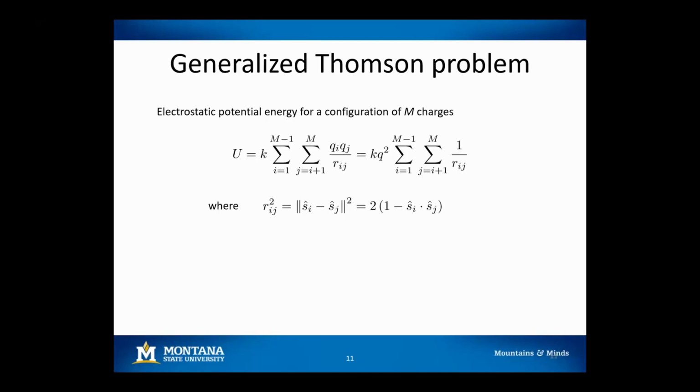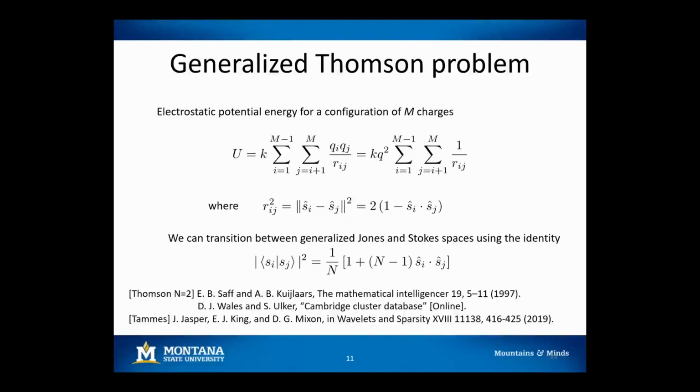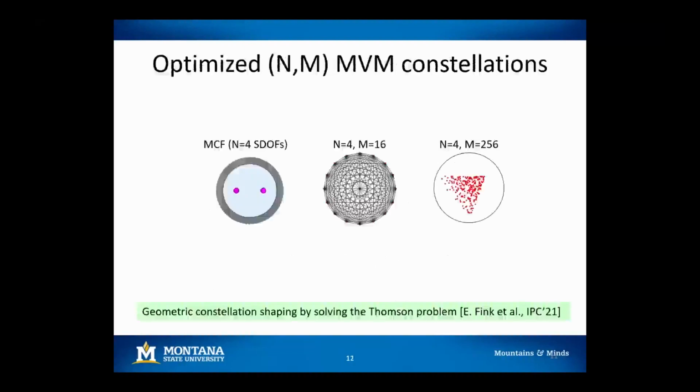So the electrostatic potential energy for a configuration of M charges is shown here. And as you can see, it depends on pairwise Euclidean distance in Stokes space. But due to the properties between zones and Stokes spaces in the generalized case, we have this identity here, and this allows us to write a recursion and use the method of steepest descent in order to update the configuration of charges again and again until we reach equilibrium. This method was used by mathematicians both in the two-dimensional zone space and in the general case of an n-dimensional zone space, and I list some references here.